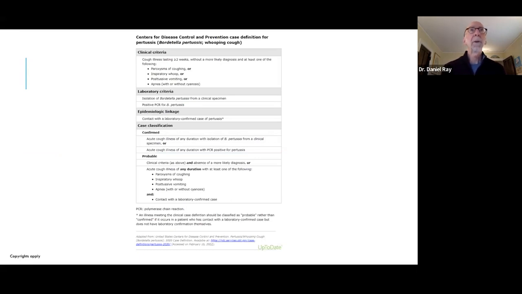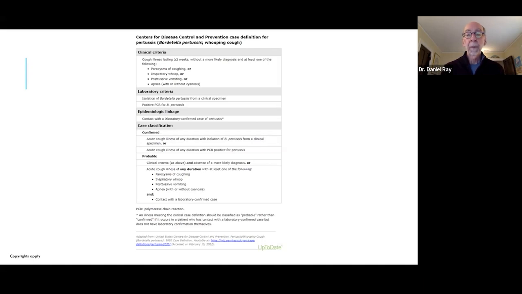Pertussis is so hard to diagnose. Unless you have an acute serology, a positive culture, you're always left guessing. The best we can do, I think, in the clinical realm is that they have a characteristic cough plus some history of exposure to somebody that either had symptoms of pertussis or laboratory confirmed pertussis.